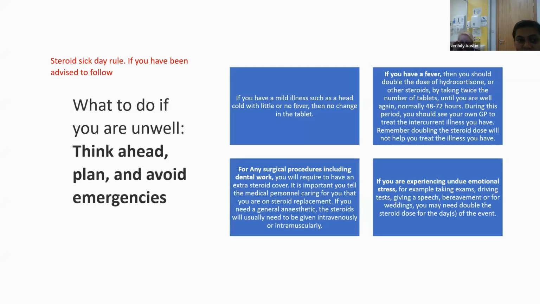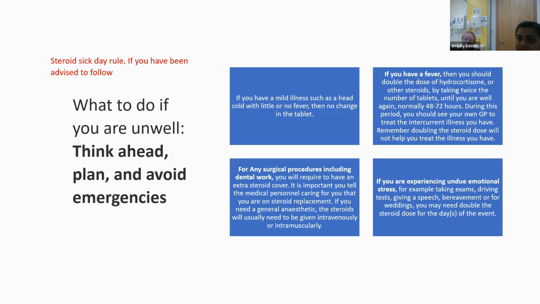Next is the steroid sick day rule. If you have been advised to follow it, this is what we need to follow when you have a sick day. For example, if you have a mild illness such as a head cold with little or no fever, then you should not change the dose of the tablet. Otherwise, if you have a fever on a day, then you should double the dose of the hydrocortisone tablet.